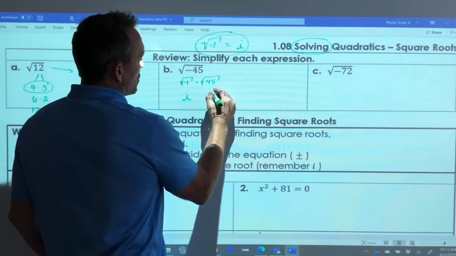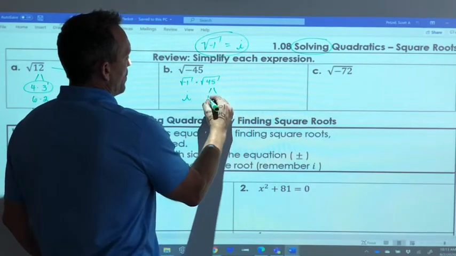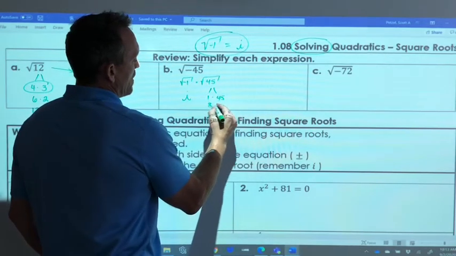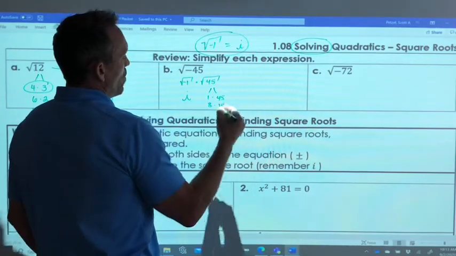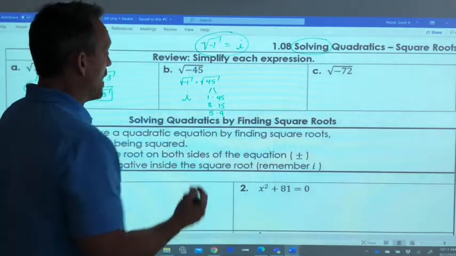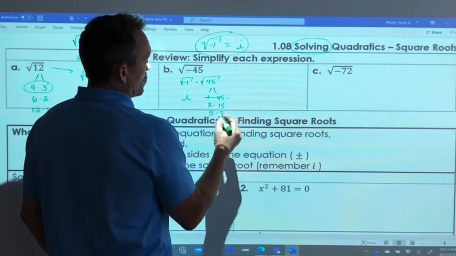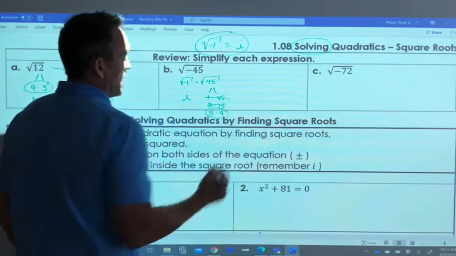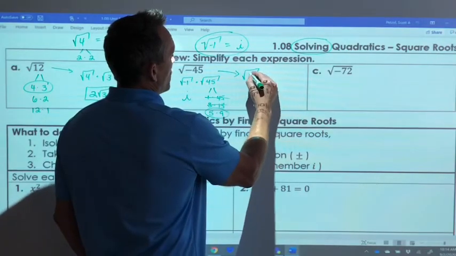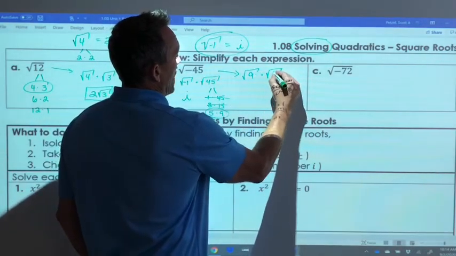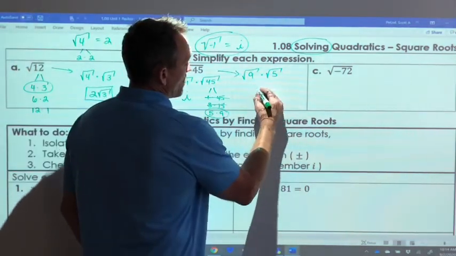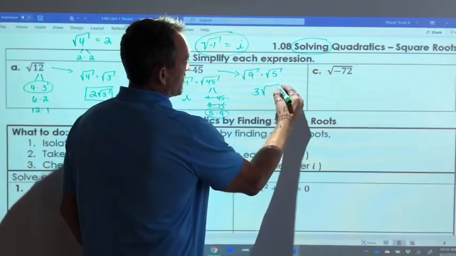So now we have to determine what numbers multiply to give 45. Well, we have 1 and 45. 2 doesn't go. 3 and 15. 4 doesn't go. 5 and 9. Those are our factors of 45. 1 is not a perfect square in there, 5 is not a perfect square in there, but 9 is a perfect square. So we would come out here and we have the square root of 9 times the square root of 5. The square root of 9 is 3. The square root of 5 stays inside.